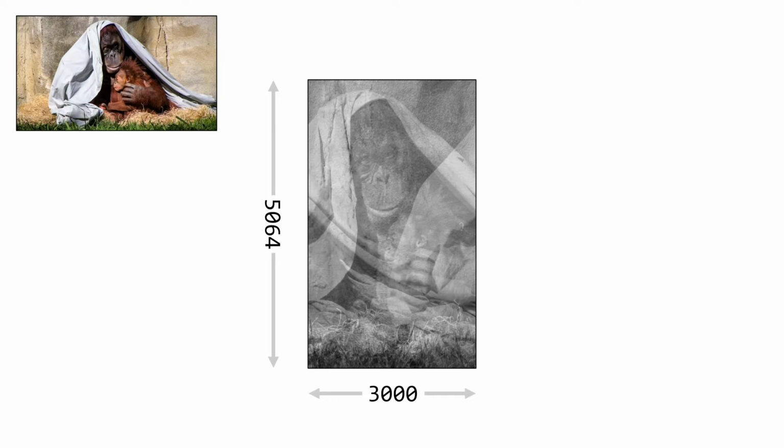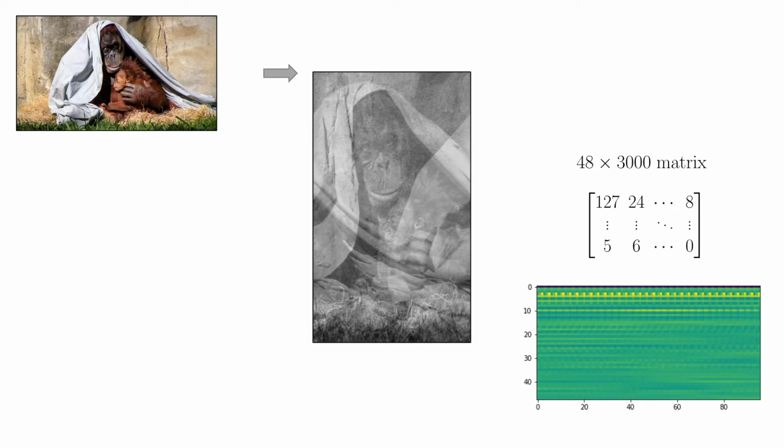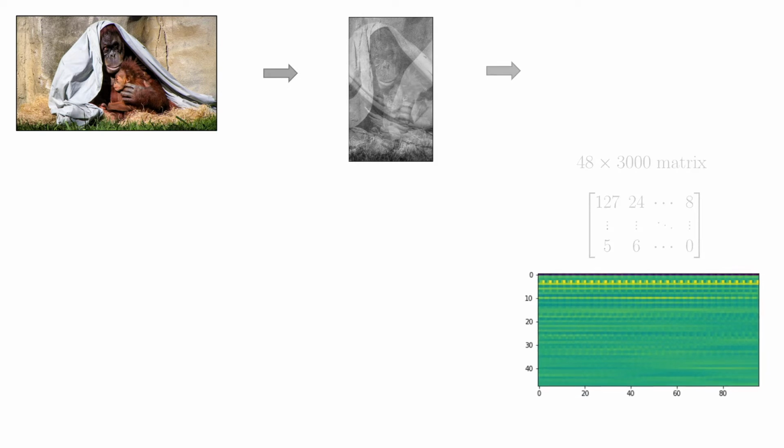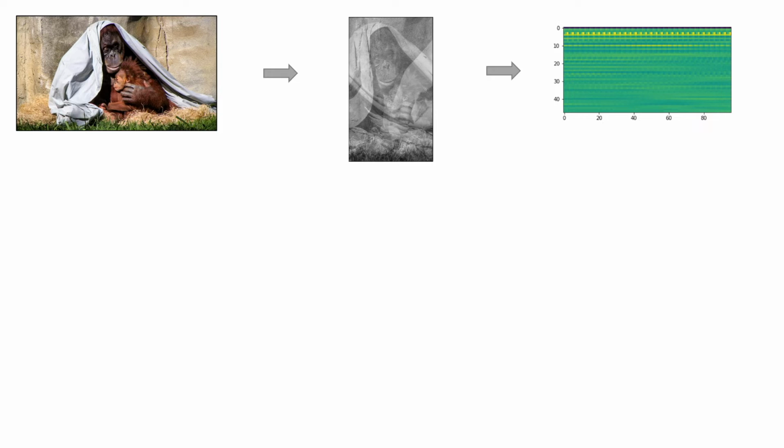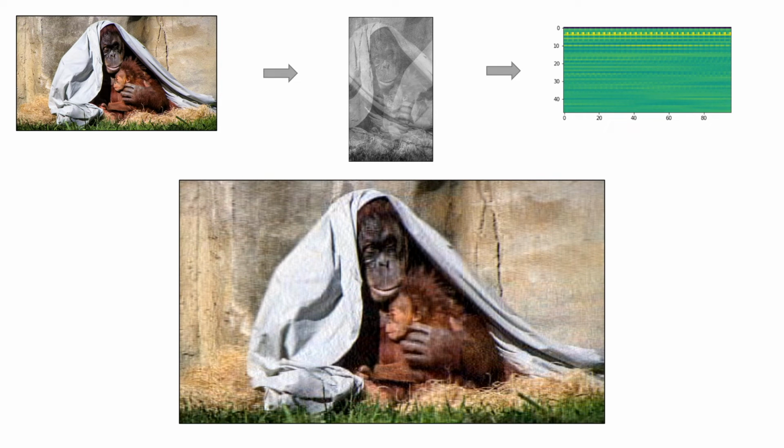Then, suppose we decide to reduce our matrix from 5064 times 3000 down to 48 times 3000. In other words, we treat each column as a data vector, and we reduce the dimensions of each data entry from 5064 down to 48. Since our compressed image is a very thin slice, this is what part of it looks like. We can reconstruct our image by performing the inverse operation, and this will give us the final image of the orangutan.